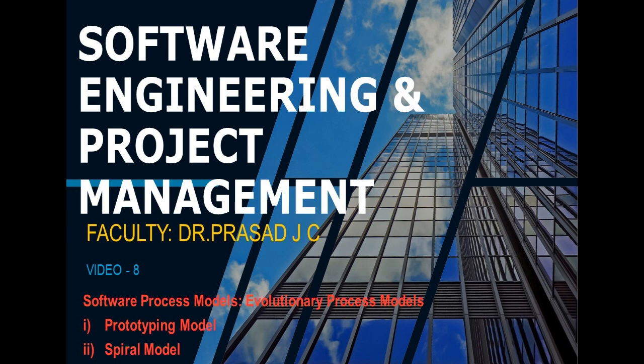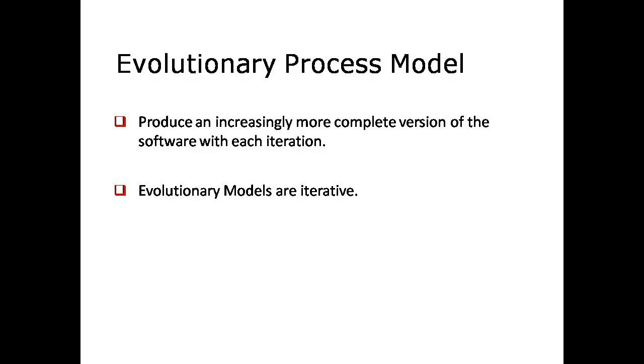In evolutionary process models, software evolves over a period of time. Business and product requirements often change as development proceeds, making a straight line path to an end product unrealistic. Software engineering needs a process model that has been explicitly designed to accommodate a product that evolves over time.